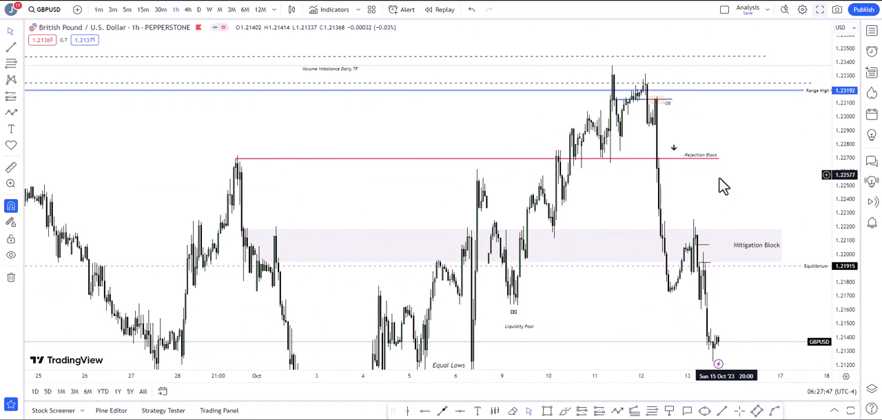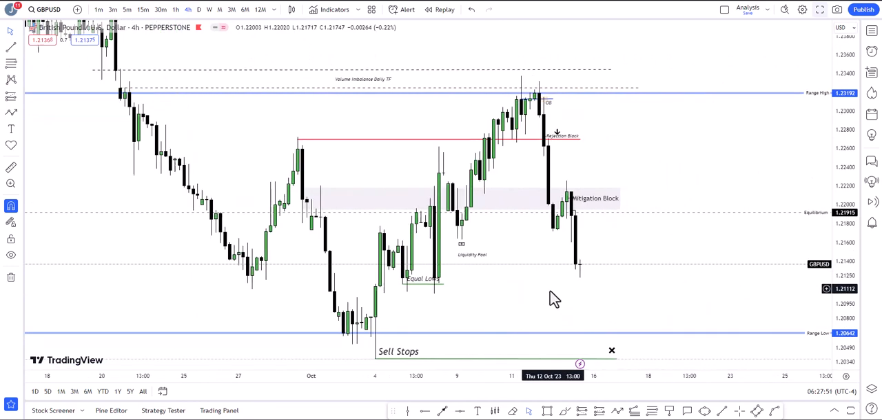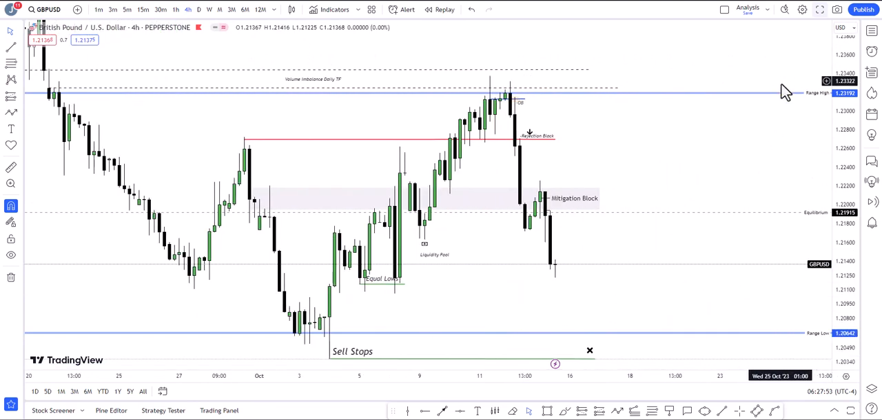And this is our range currently at the minute. So notice we have our range low and our range high. I'm using the bodies there, so essentially this is our dealing range here.